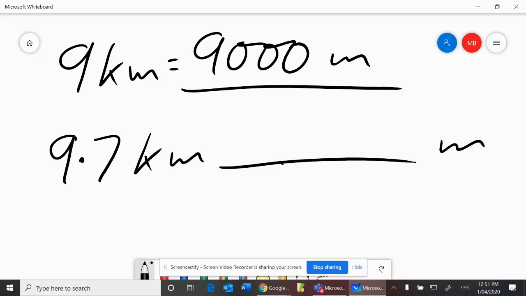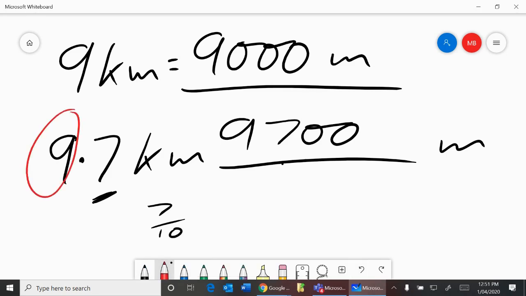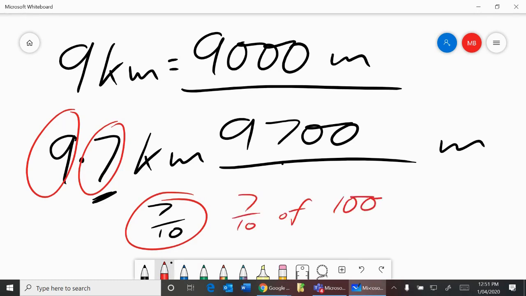The answer is going to be 9,000 still, but now it's going to be 700 metres, because this 0.7 here is referring to 7 tenths. This 9 here means 9 whole kilometres, and this 0.7 here means 0.7 of a kilometre, or 7 tenths of 1,000, which equals, of course, 700. Okay, and that's why the answer is going to be 9,700.